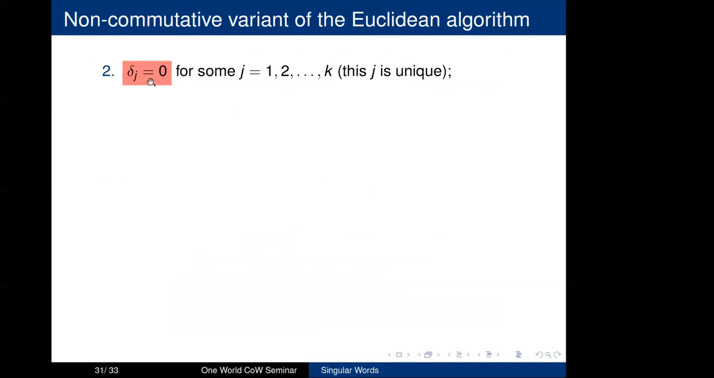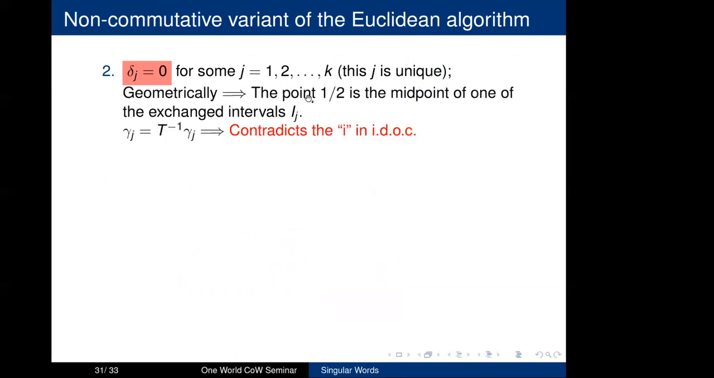On the other hand, it can happen that some delta j is equal to 0. And in this case, j is unique. Geometrically, what this means is that the point 1/2, the midpoint of the unit interval, is the midpoint of one of the exchange intervals ij. So this, of course, means that the jth interval is fixed under the symmetric interval exchange, T. And so this contradicts the I in IDOC, right? It says that the negative trajectory of gamma j is finite. If you ever land in this situation, it would say that the negative trajectory of gamma j is finite.